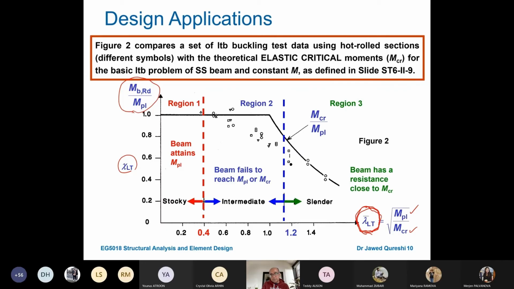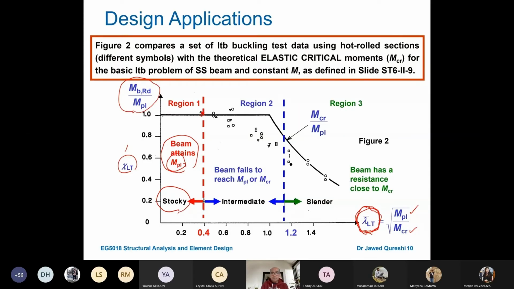If the section is very stocky, if it falls into this range, the beam is going to fail by its plastic capacity. It means that we do not require this reduction factor, because this reduction factor is just equal to 1. So it will not make any difference at all to moment capacity. So there will be no reduction in moment.